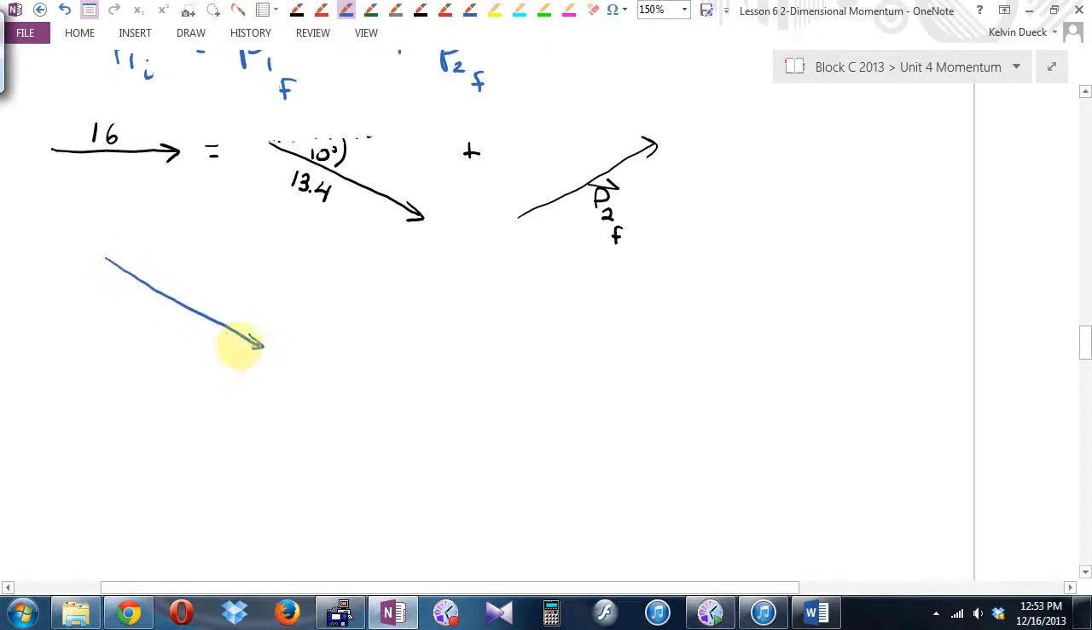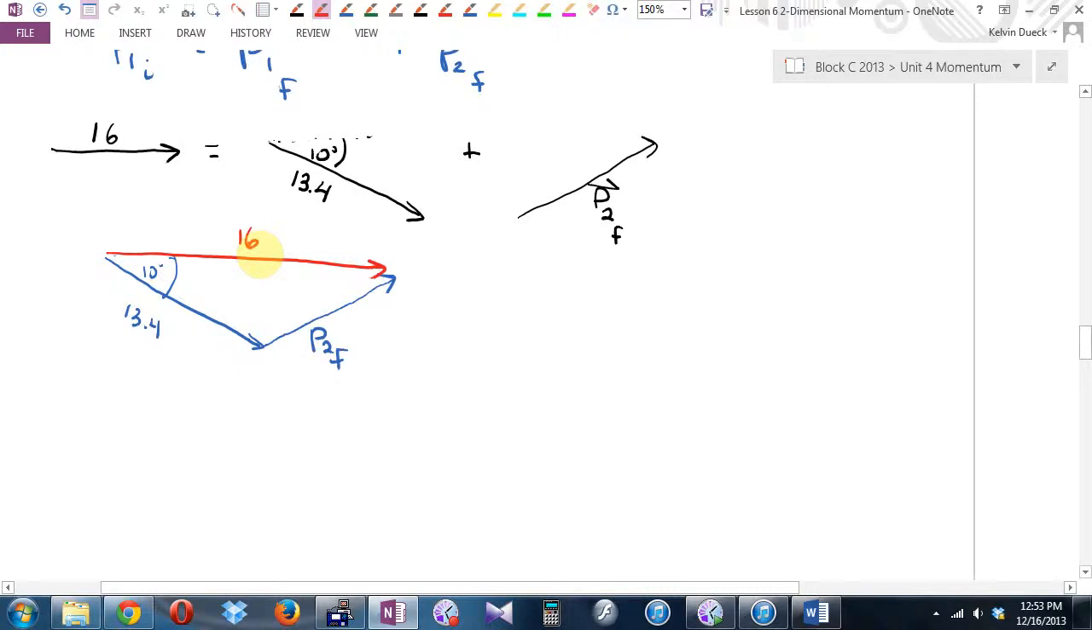Here's momentum 1. 13.4 at an angle of 10 degrees. Tip to tail. Tell me when to stop. How do I know to stop right there? Because when I add momentum 2, that 16 is supposed to be exactly horizontal. That's how I knew not to go further. I actually know.